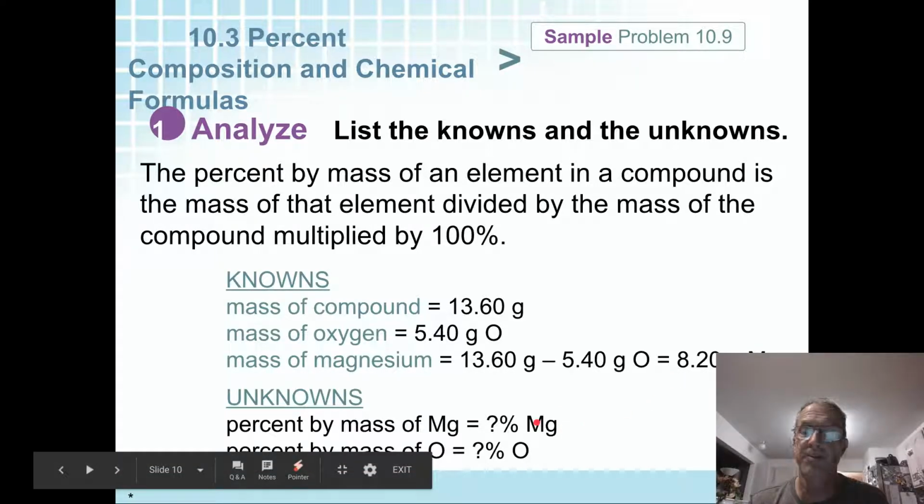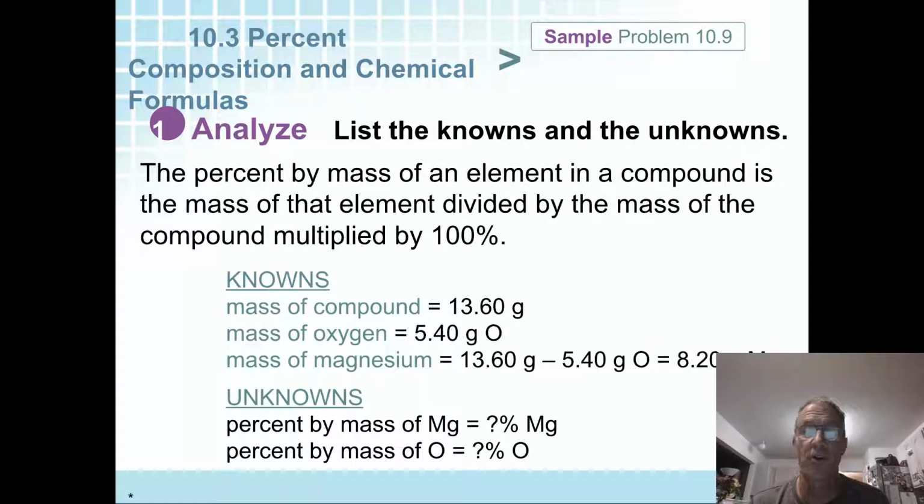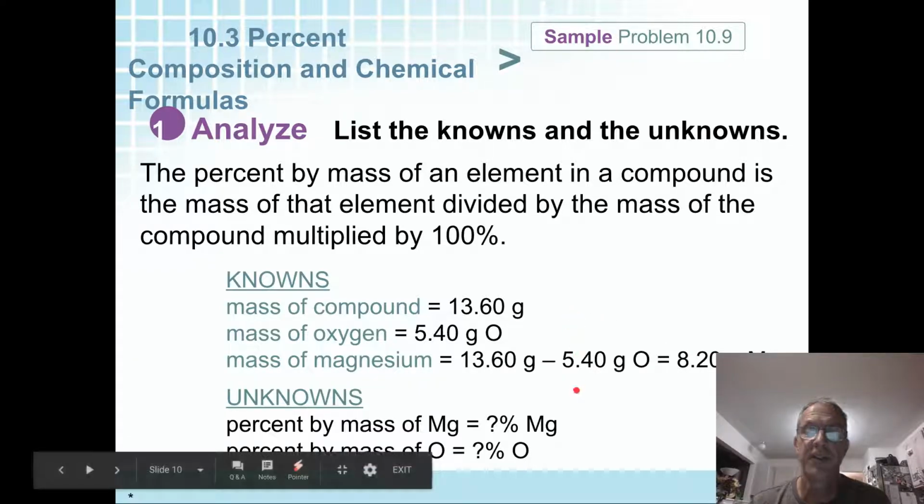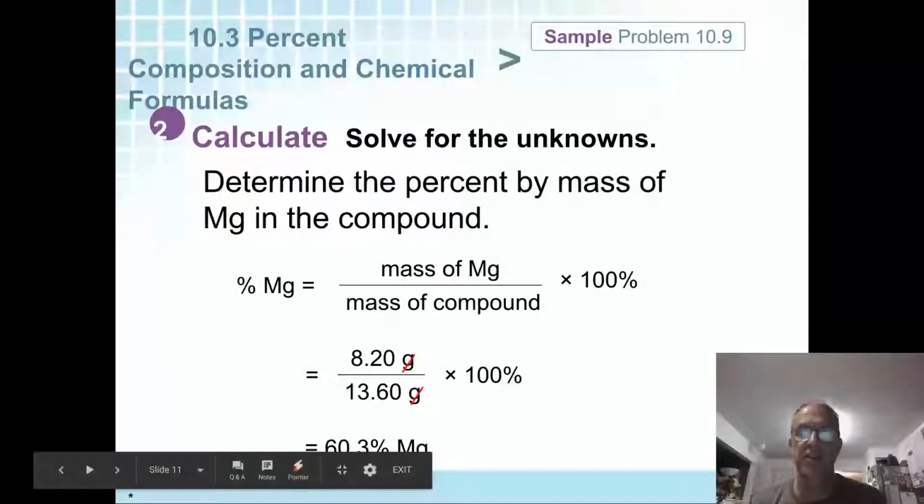And again, to find percent, for instance, for magnesium, we'll take 8.2 over 13.6 grams of the compound total. So it's part over the whole times 100. And that's how we get the percent of magnesium, which in this case is 60.3%.